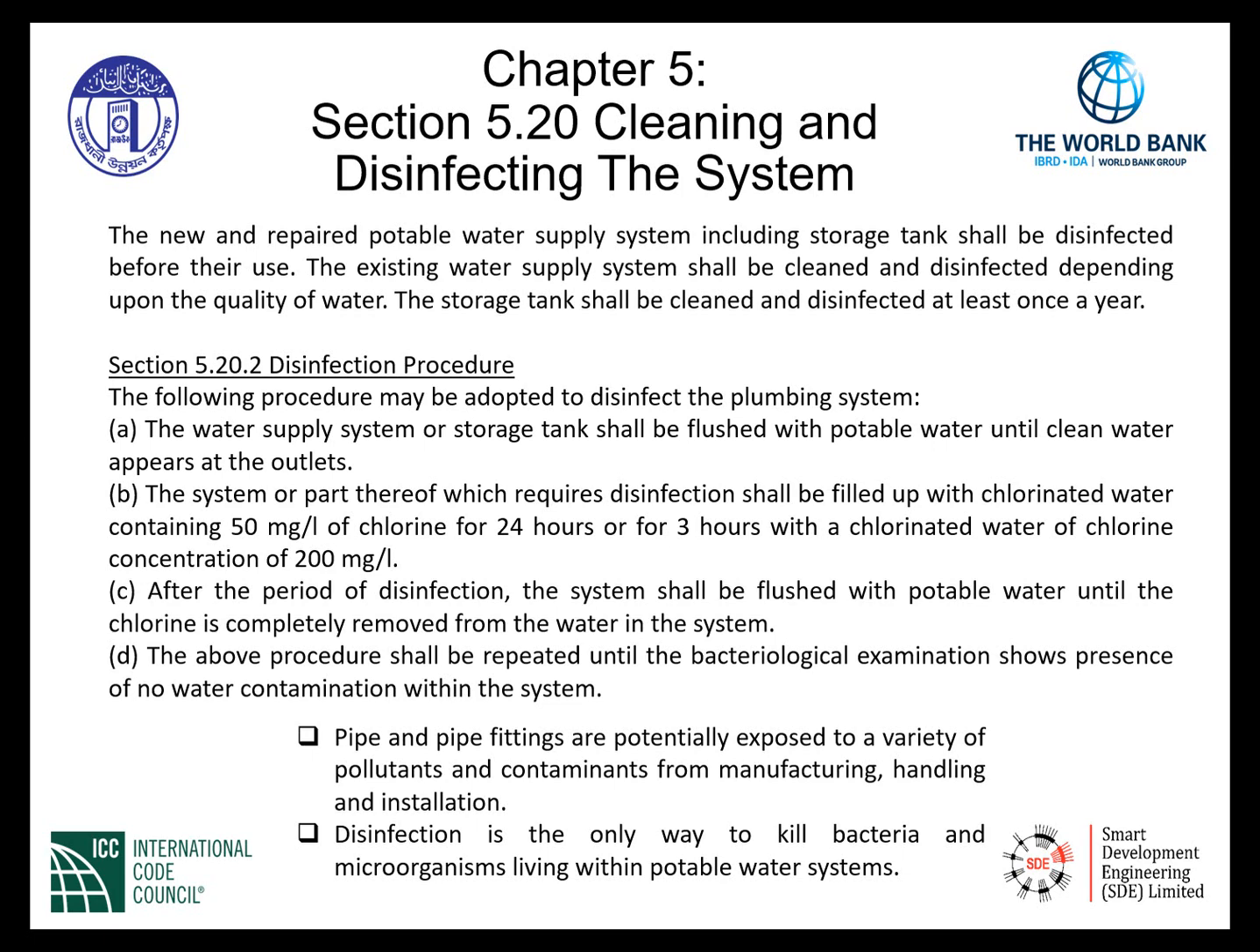The following procedure may be adopted to disinfect the plumbing system. Item A. The water supply system or storage system shall be flushed with potable water until clean water appears at the outlets. Item B. The system or part thereof which requires disinfection shall be filled up with chlorinated water containing 50 milligrams per liter of chlorine for 24 hours, or for 3 hours with a chlorinated water of chlorine concentration of 200 milligrams per liter.